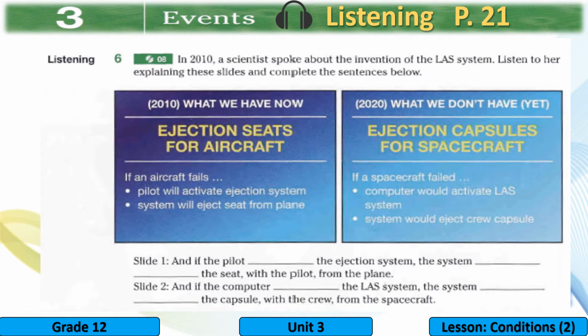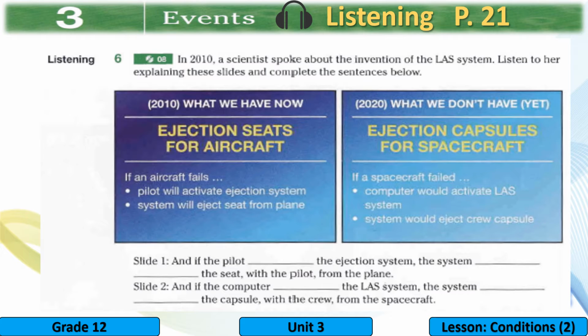Dear students, let's begin now with our first objective in this lesson, which is listening. So please go to your course books, page 21, and look at exercise 6. In this exercise, we will listen to a scientist who speaks about the invention of the launch abort system. So we have to listen to 2 slides.